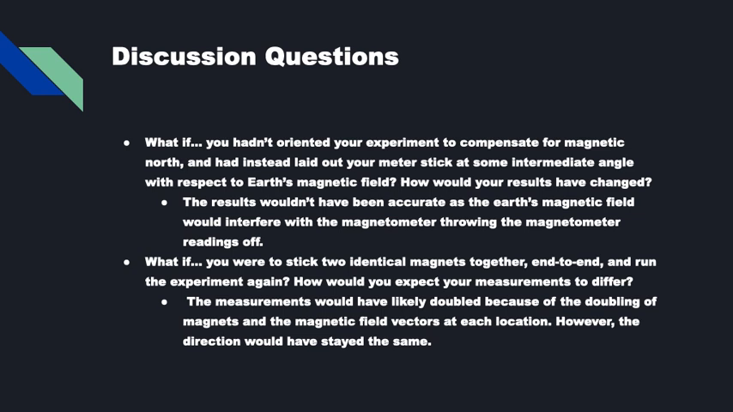And then what if you were to stick two identical magnets together end to end and run the experiment again? How would you expect your measurements to differ? The measurements would have likely doubled because of the doubling of the magnets and the magnetic field vectors at each location. However, the direction would have likely stayed the same.